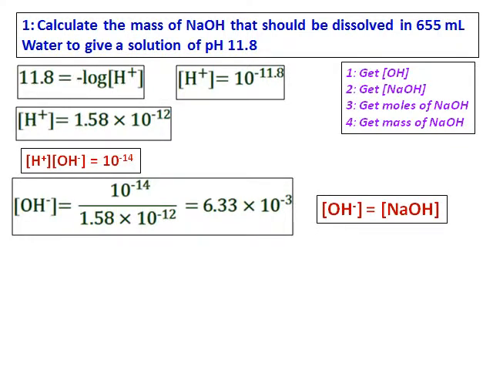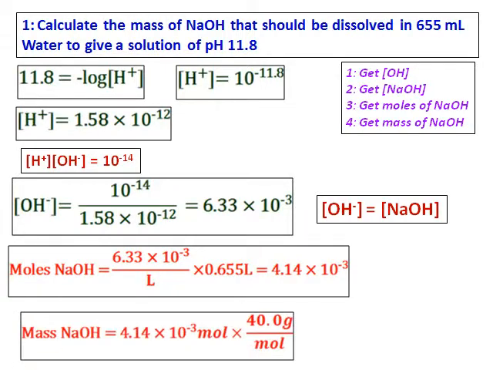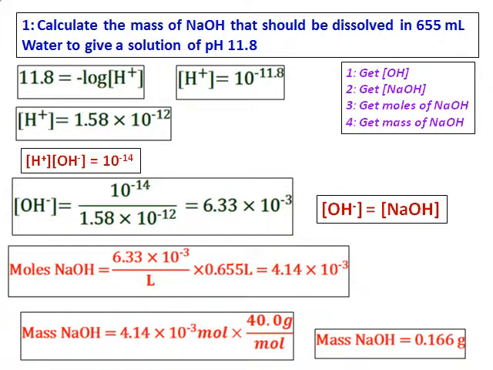And once I get the concentration of hydroxide ion, that will be equal to the concentration of sodium hydroxide because it's a strong base. And calculating the moles of NaOH, multiplied by the volume, I have converted into liters because I have used the molarity as moles per liter. Converted the volume into liters and I get the moles. And it is simple. Once I get the moles, multiplying it by the molar mass will give me the mass of sodium hydroxide which is needed to be dissolved in that much amount of water.